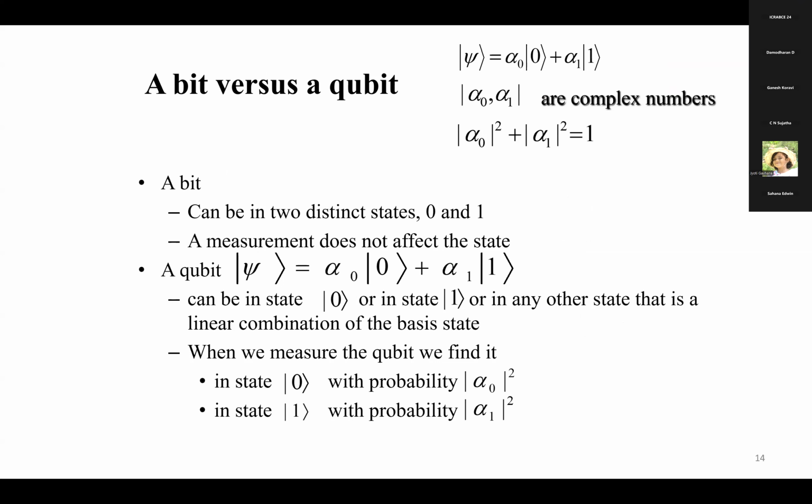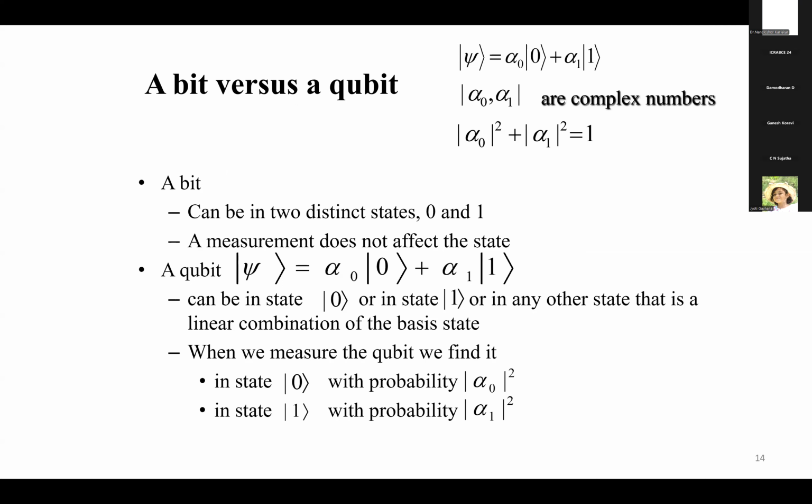In contrast, a qubit can exist in a superposition of both states 0 and 1 simultaneously, as represented by the equation here. These are complex numbers, and their magnitudes satisfy the normalization condition.